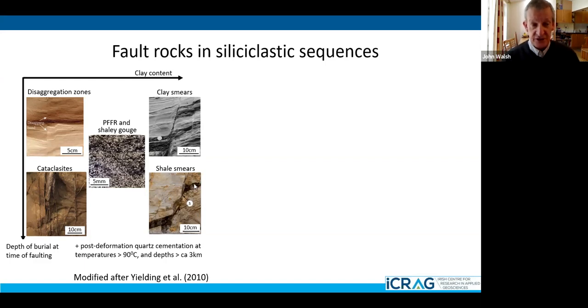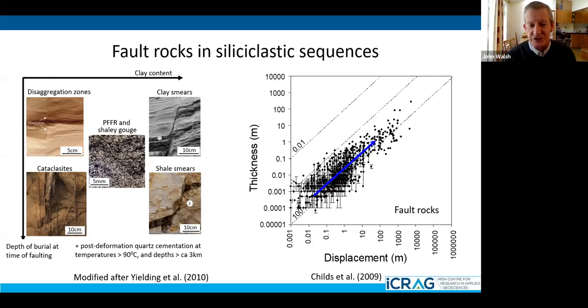If we take this other example at a deeper depth, that one was relatively shallow in Miri and Sarawak. If we get into a deeper depth here, these are actually consolidated, lithified rock. It's sand, but even then, it's a soft material here for clay smears. The shale smears, it's hard, but even though it's brittlely deformed, you can see there's actually clay all the way down it. So we can get clay along faults in lots of ways.